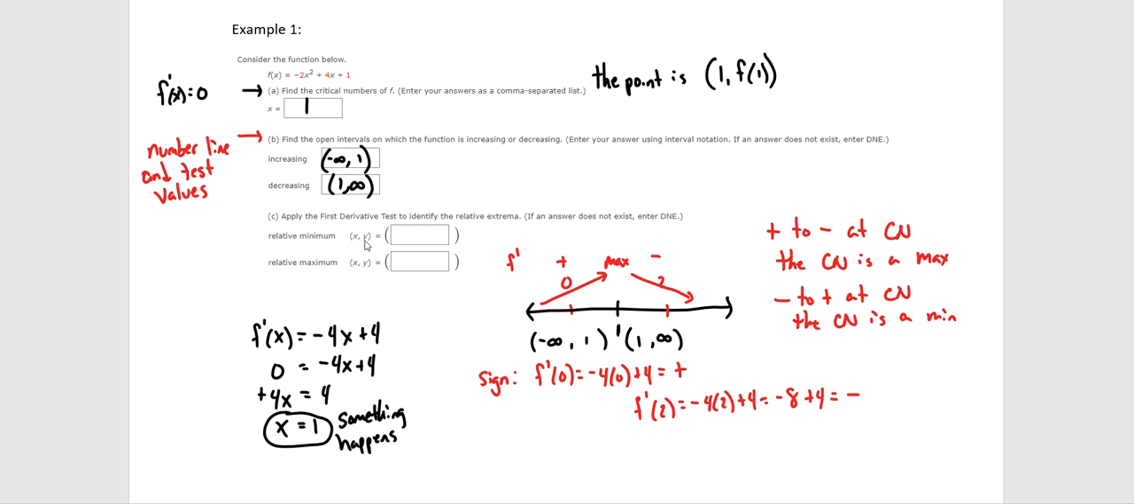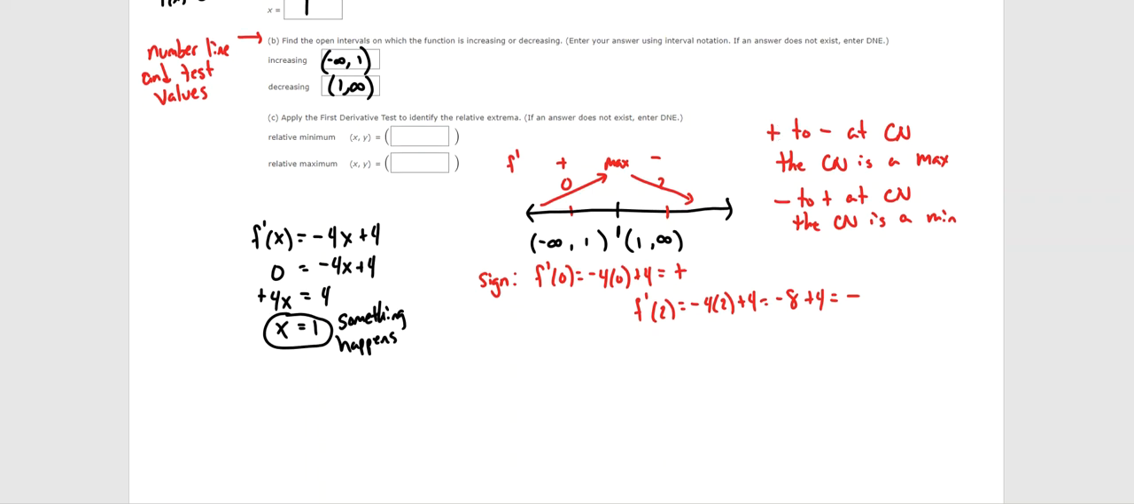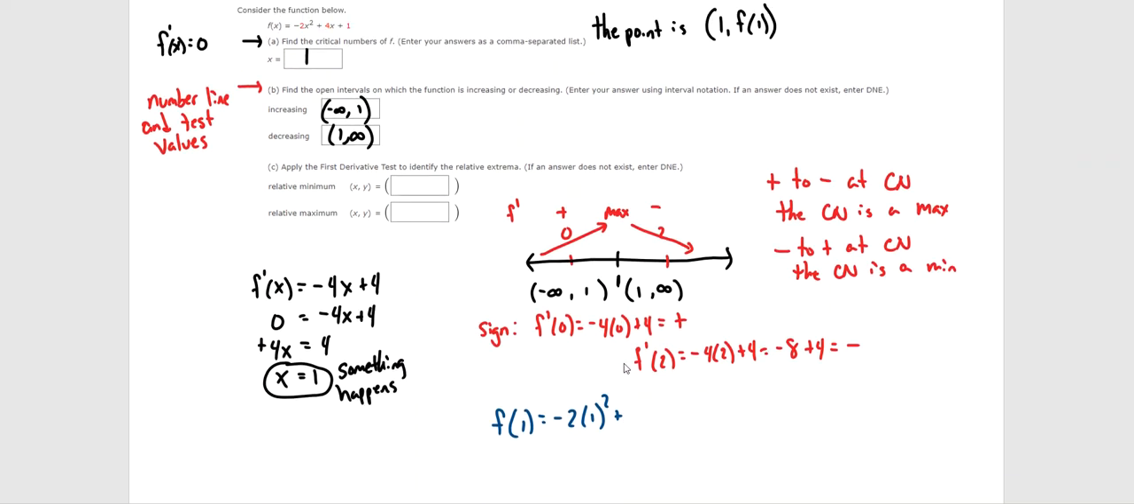So the relative maximum, remember the y value always comes from the original function. I should have just found it back here. I didn't. So let's find it now. F of 1 equals negative 2 times 1 squared plus 4 times 1 plus 1. 1 squared is 1. Negative 2 times 1 is negative 2 plus 4 plus 1. Here we see that this is actually a vertex for the function. Negative 2 plus 4 is 2. 2 plus 1 is 3. So my relative maximum is at the point 1 comma 3.